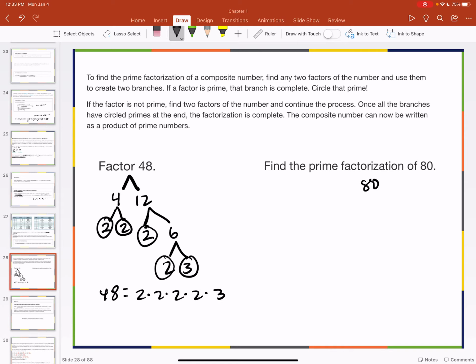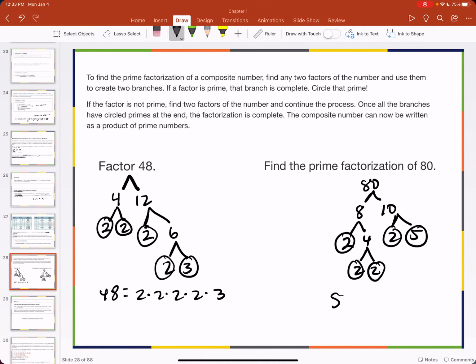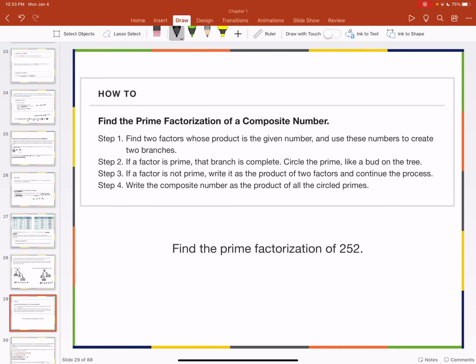So let's go ahead and do the prime factorization of 80. Okay, so 8 times 10, that's one set of factors. Now note, you can start anywhere with any 2 factors and you'll get the same prime factorization in the end. So for 80, my prime factorization is 2 to the power 4 times 5.